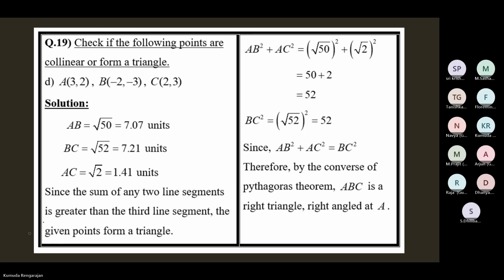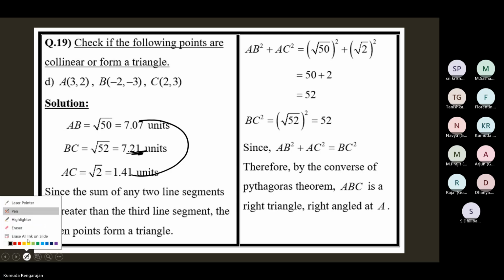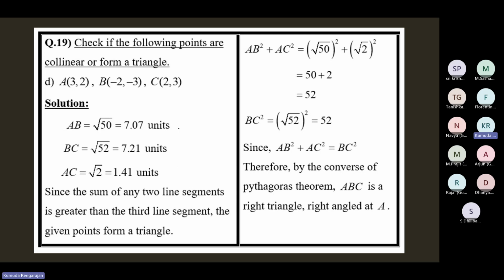And AC plus AB, something like 9 point you'll get. AC plus AB is greater than BC. So it should always be true, not only for AB plus BC greater than AC. The sum of any two line segments should be greater than the third one. So you can see that AB plus BC is greater than AC, BC plus AC is greater than AB, AB plus AC is greater than BC.